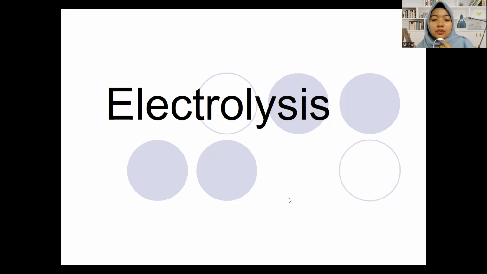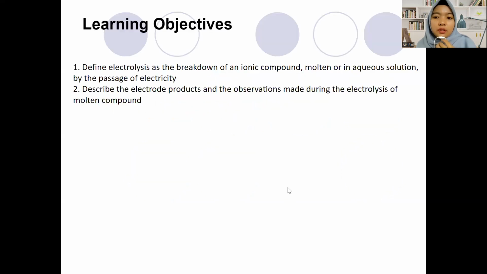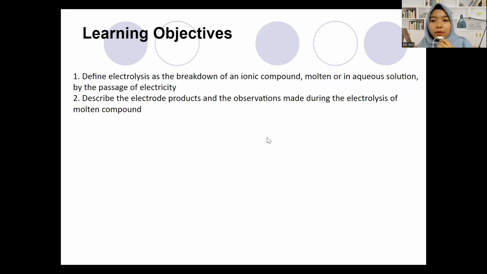Okay, let's learn about electrolysis. Here are the learning objectives. Number one, define electrolysis as the breakdown of an ionic compound, molten or in aqueous solution, by the passage of electricity. Number two, describe the electrode products and the observation made during the electrolysis of molten compound.